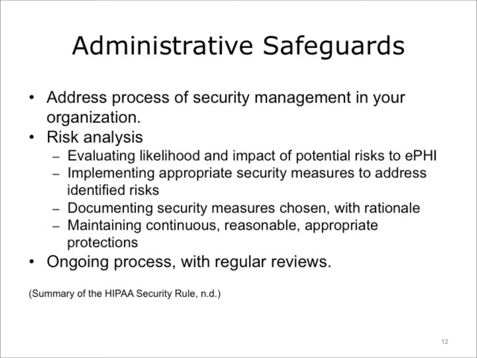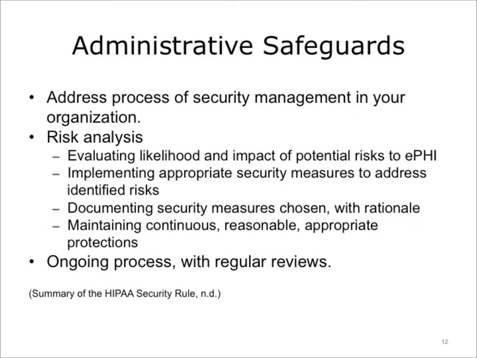the ePHI system. Each organization is required to identify and analyze potential risks to its ePHI, and it must implement security measures that reduce those risks and vulnerabilities to a reasonable and appropriate level. This is done using a risk analysis. A risk analysis process includes, but is not limited to, the following activities: evaluate the likelihood and impact of potential risks to ePHI. Implement appropriate security measures to address the risks identified in the risk analysis.